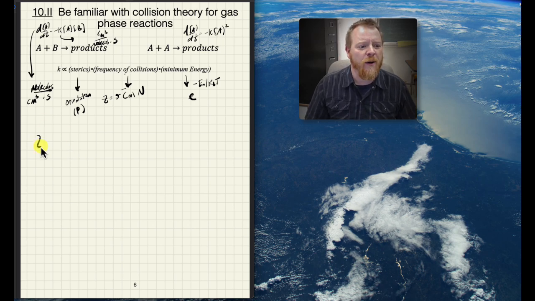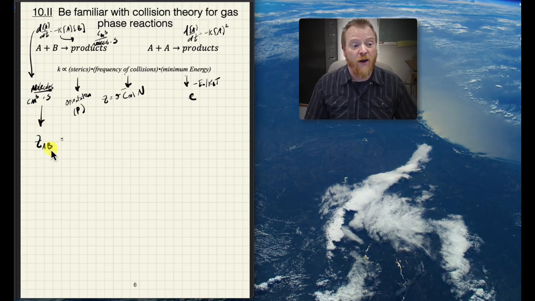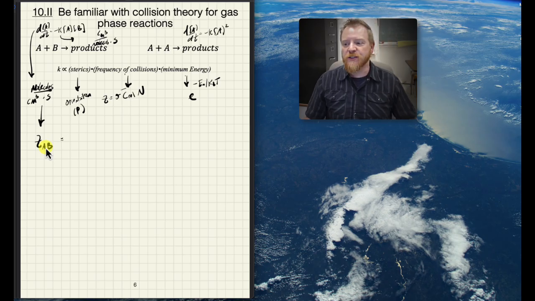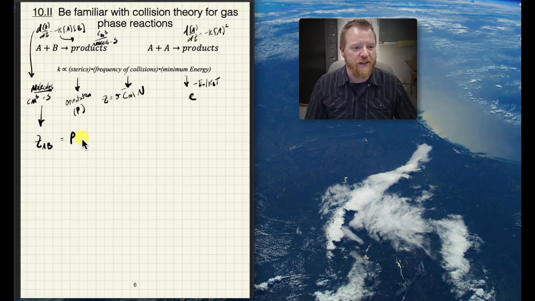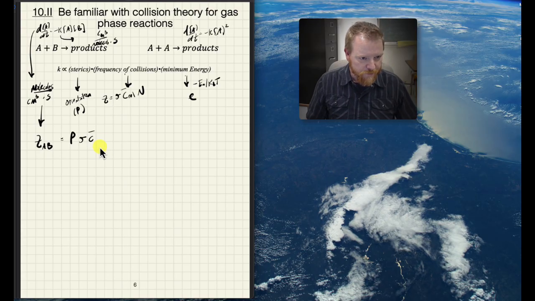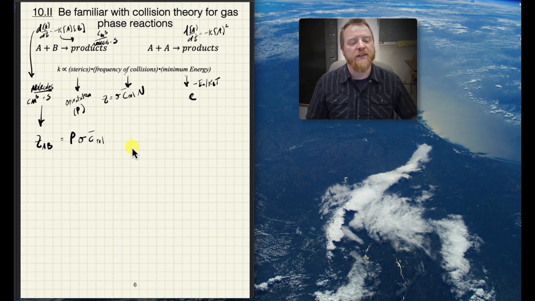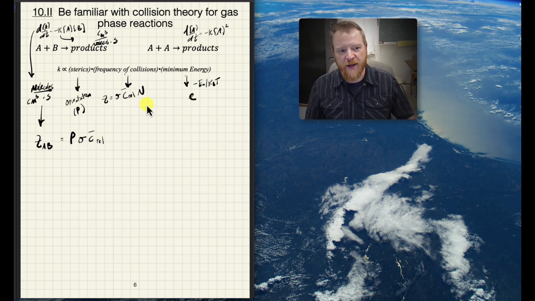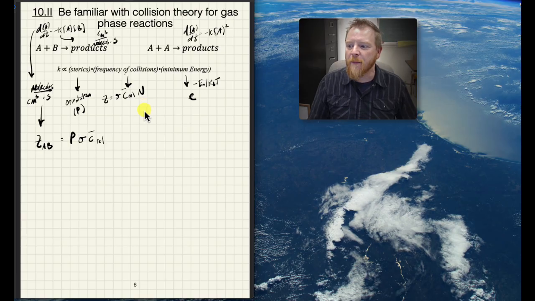So now I'll start by writing capital Z_AB and noting that we need this to be a reaction rate. So let's start by putting that all together. So we know we're going to have this orientation factor, P. We know there's going to be some frequency of collisions, sigma times c-bar relative. Let me make sure I write that down nicely. Sigma times c-bar relative. I'm going to leave the number density alone for just a minute, and you'll see why, hopefully. And then now we've got this minimum energy requirement, e to the negative E_A over k_B T.